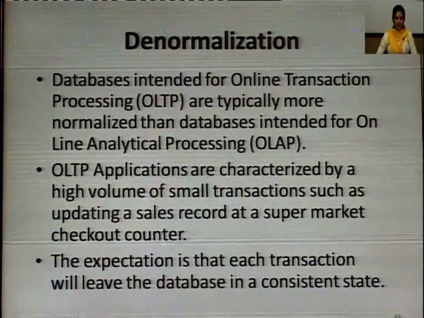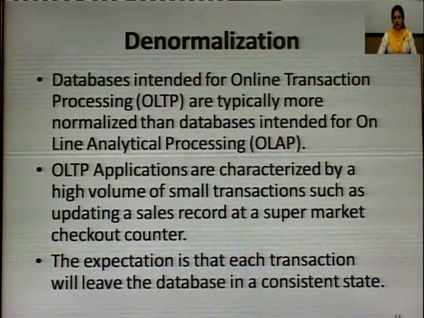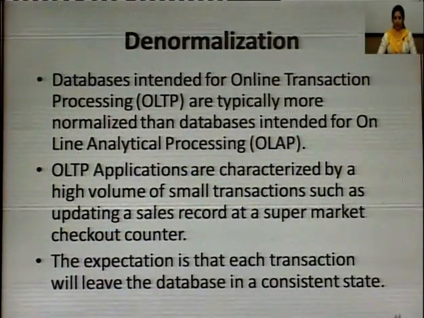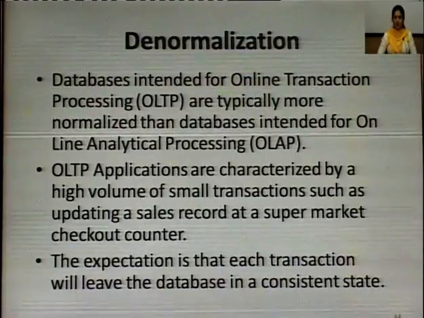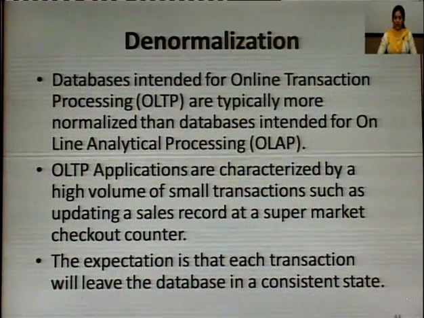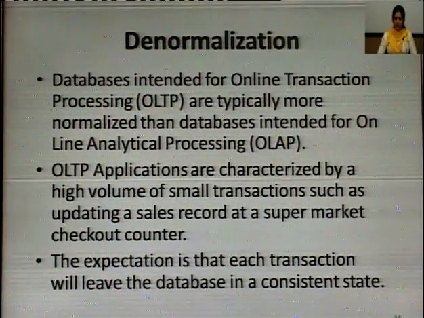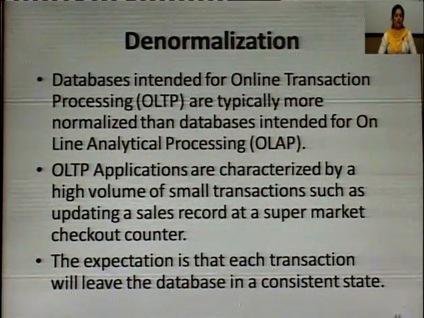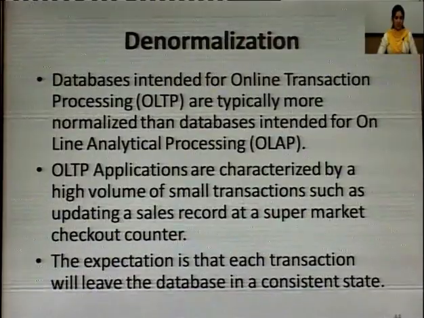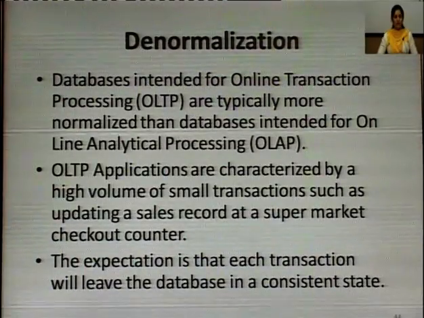Next is denormalization. What is denormalization? Basically, the databases which are intended for online transaction processing are typically more normalized than databases intended for online analytical processing. These are two types of databases which are used in organizations. One is OLTP, which stands for online transaction processing, and second is OLAP, online analytical processing. In OLTP you simply store the information for transactions, but in OLAP, the information which is stored in your database should be analyzed to derive new results.